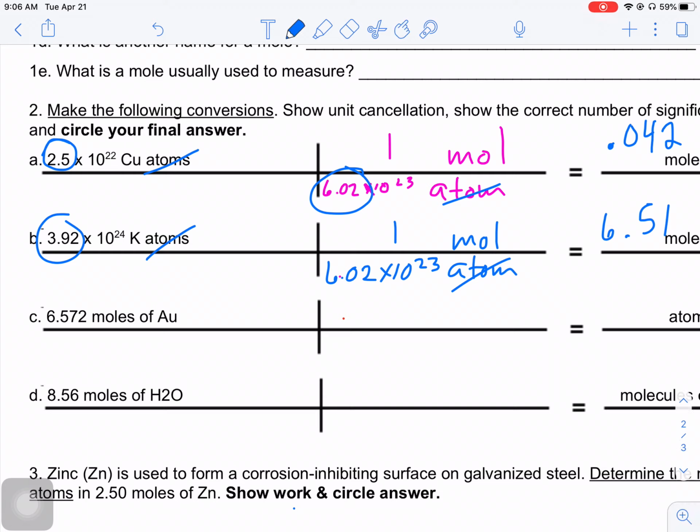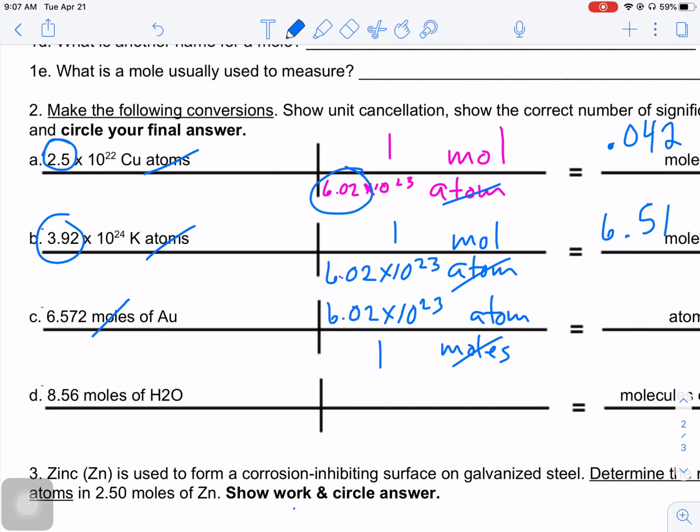All right, so for letter C, this time we want to cancel out moles. So moles go on the bottom. And we want to convert to atoms, so atoms go on the top. So moles are canceling out moles. And remember, the 1 typically goes with the mole. And in this case, Avogadro's number goes with the particles. Okay, so in your calculators, 6.572 times Avogadro, 6.02 times 10 to the 23. And then you're going to divide by 1.